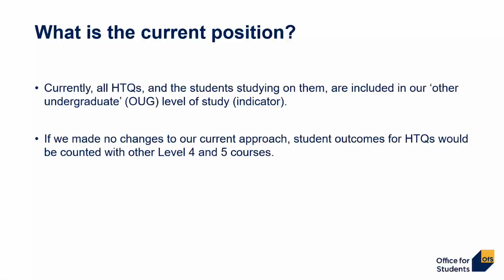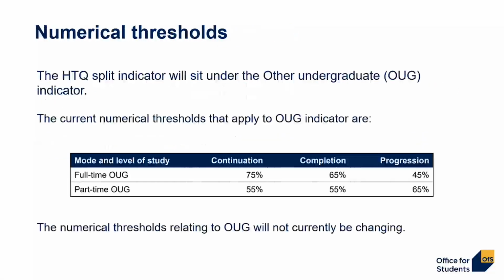So what is the current position? Currently, all HTQs and the students studying on them are included in our other undergraduate, OUG, level of study. If we made no changes to our current approach, student outcomes for HTQs would be counted with other level 4 and 5 courses. The HTQ split indicator will sit under the other undergraduate indicator.